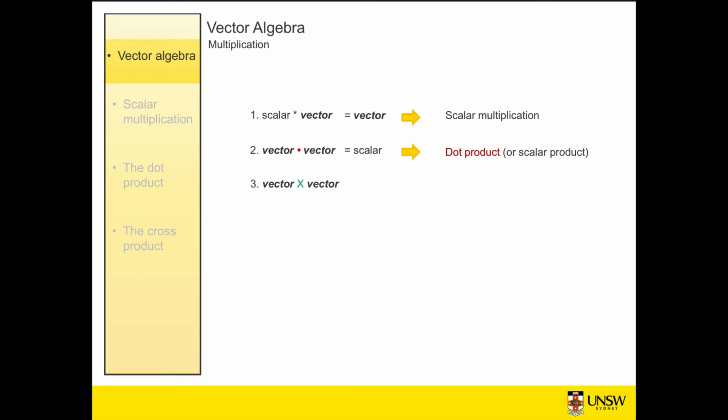And the third type is again multiplying 2 vectors together, but that gives us a vector. And that's known as the cross product, for reasons that you will find out in a later video in a later topic, or the vector product because it gives us a vector.